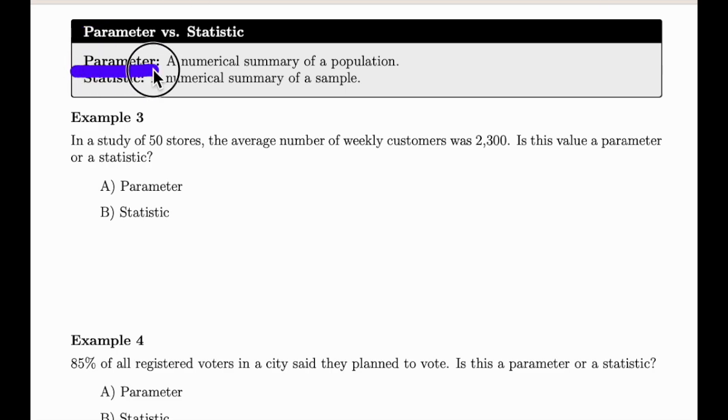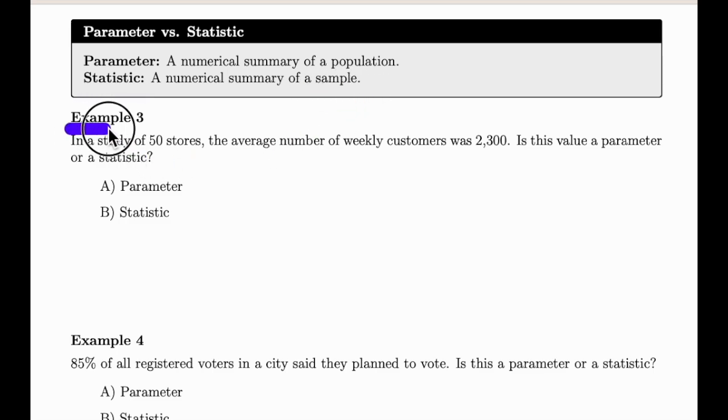So a parameter is a numerical summary of a population. So it's some number that summarizes the population. And how I remembered this the first time that I was learning it is that the P for parameter pairs up with the population. So the parameter is a number that describes the population, and then the S's get matched up. A statistic is a numerical value that summarizes a sample. So statistic is paired up with sample.